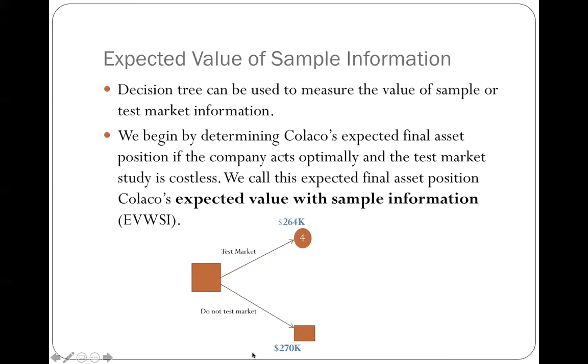So remember here, our first decision was either test the market locally or do not do the test. If we test the market locally, we expected to observe 264K for our asset values. Otherwise, we expect to observe 270K. Okay, so if we do the test and do not charge anything for the local test, what would be the asset value here? So basically, we do the test, we get the extra information, we use it in our future decision making, but we are not paying anything for this local test.